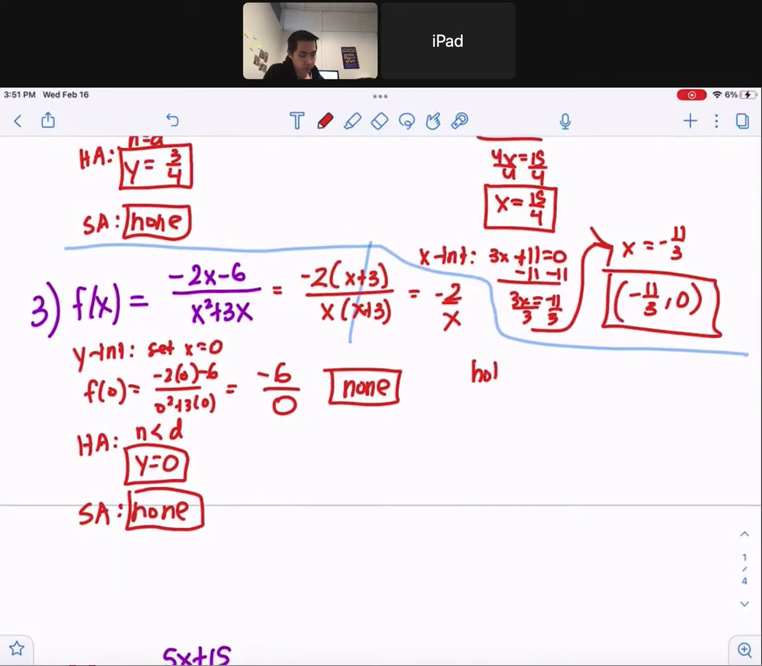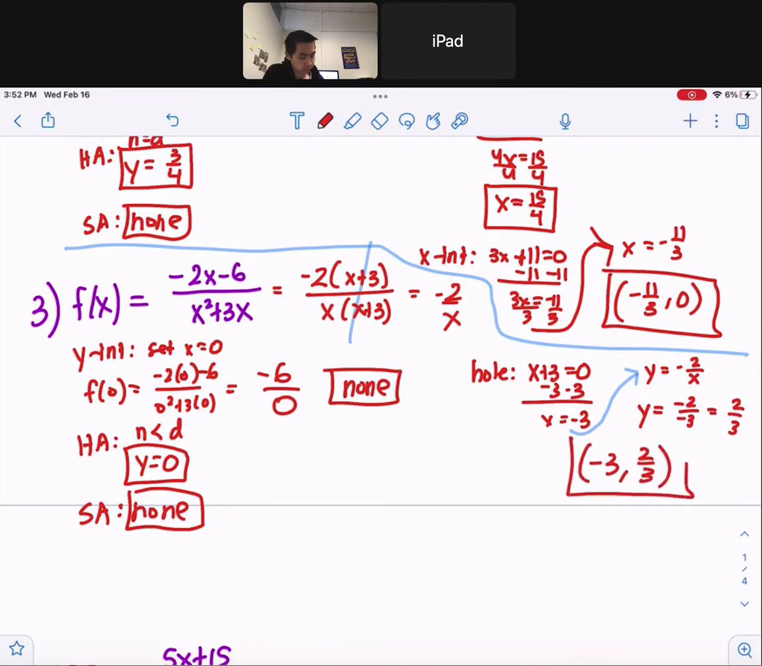So our hole, what did we cancel? X plus 3. So we're going to set what we canceled equal to 0. So x equals -3. And then we're going to plug this into this equation so that we can find the y value of the hole. So -2 all over -3 is 2/3. So our hole coordinate is (-3, 2/3).